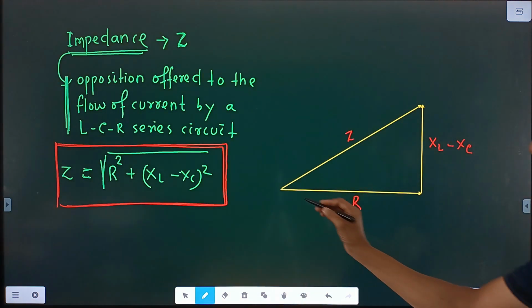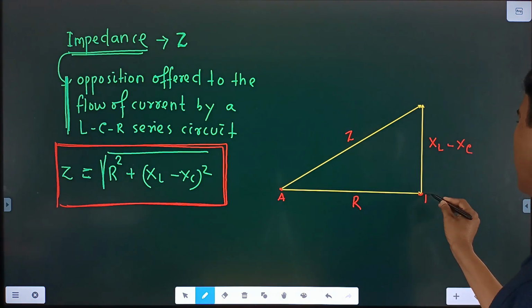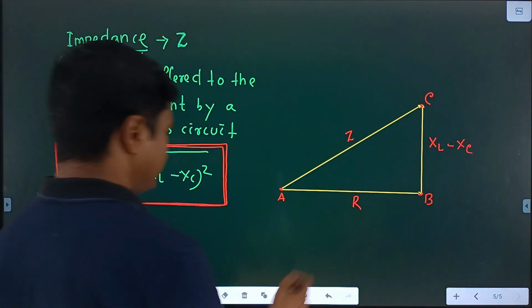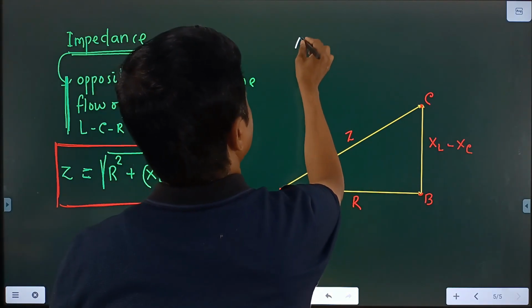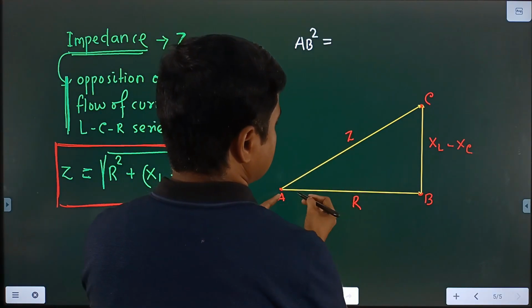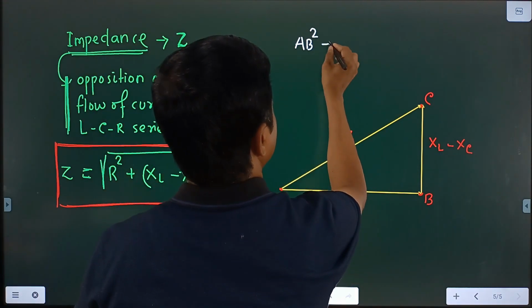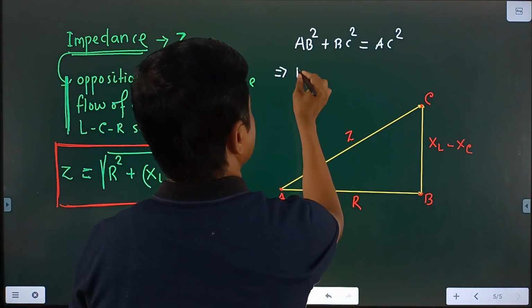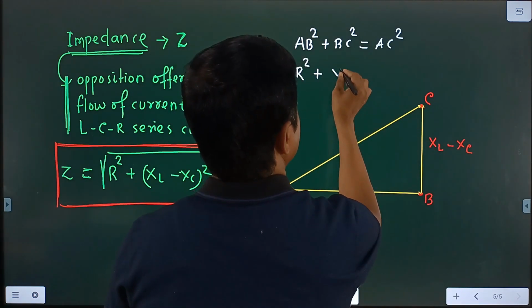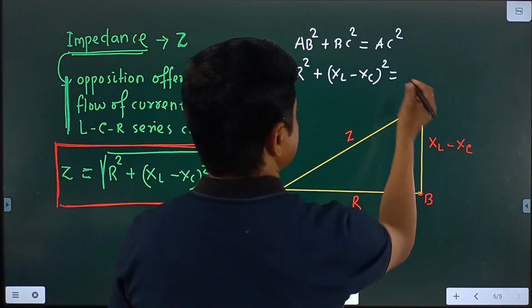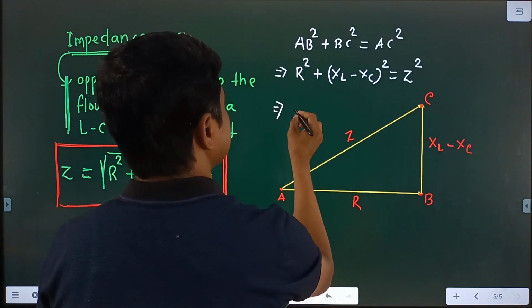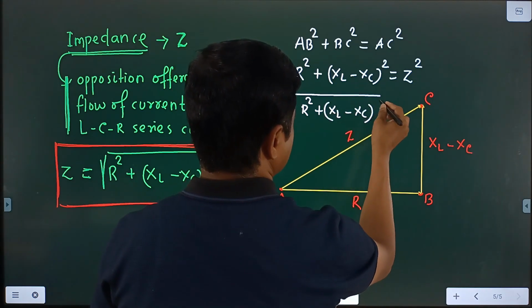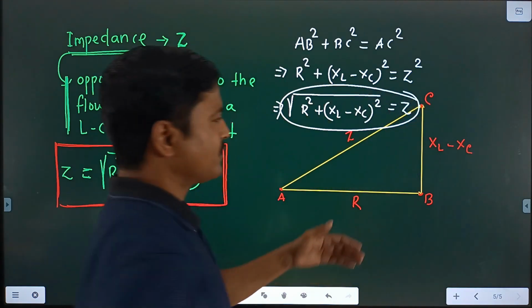From this triangle, suppose A, B and C, this is a right angle triangle, and you know that in a right angle triangle, AB square plus BC square is equal to AC square. You know this expression. What is AB square? AB means R square, plus BC, which means XL minus XC whole square. AC is Z square. That implies Z is equal to the square root of R square plus XL minus XC whole square. Clear?